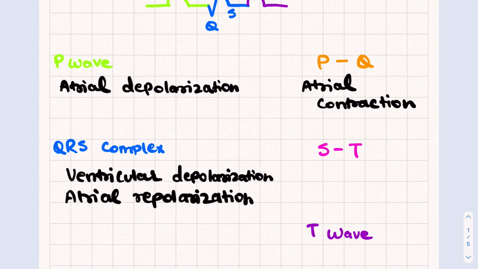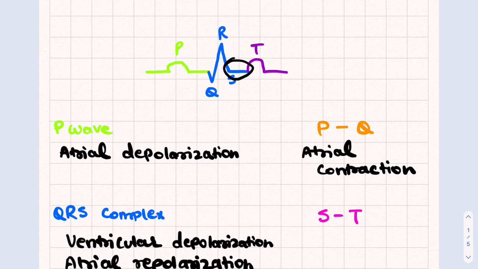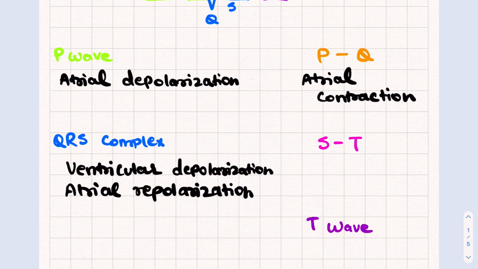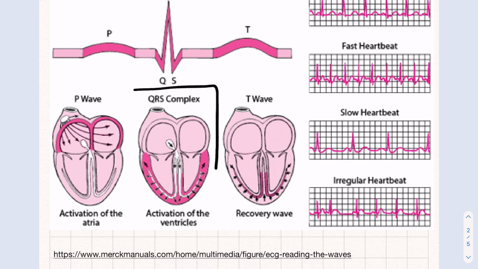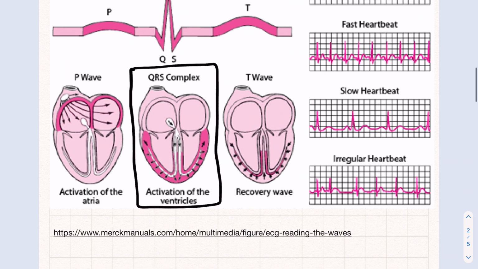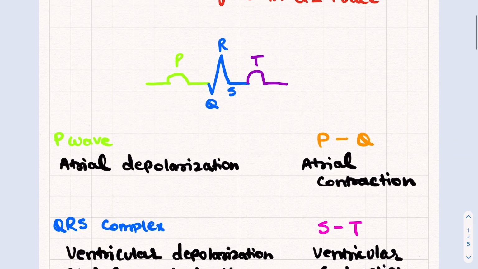Similar to P wave, QRS complex also initiates ventricular contraction, which happens between the QRS and the T wave. So you can say it happens between the S and T, or the segment outlined here. So between S and T, ventricular contraction takes place. Ventricular contraction is basically the systole of the ventricles. And QRS complex is also shown in this picture, highlighted. You can see that the electrical impulse passes through the bundle of His and then the Purkinje fibers of the ventricles.